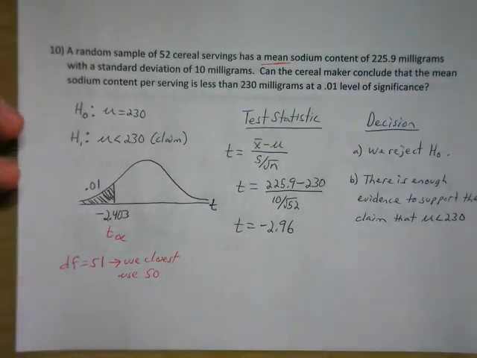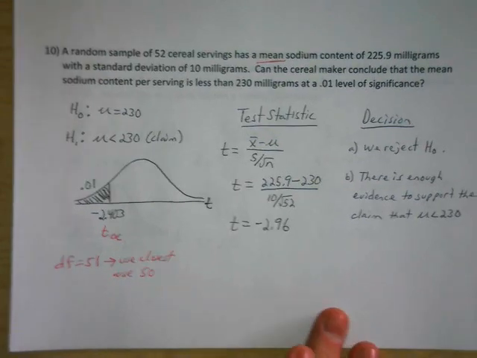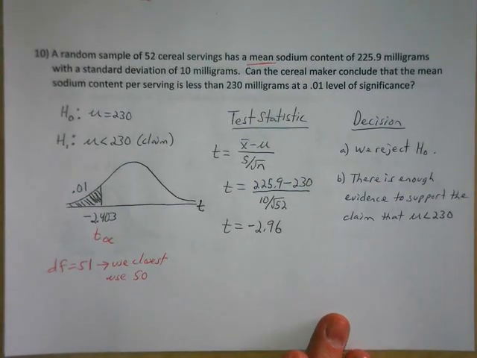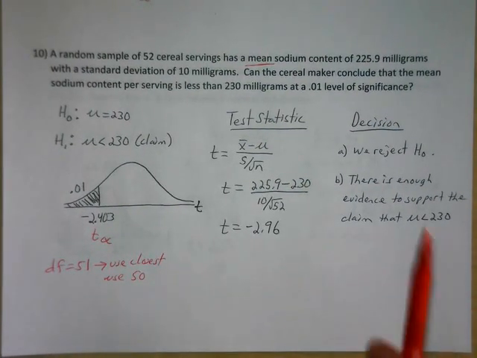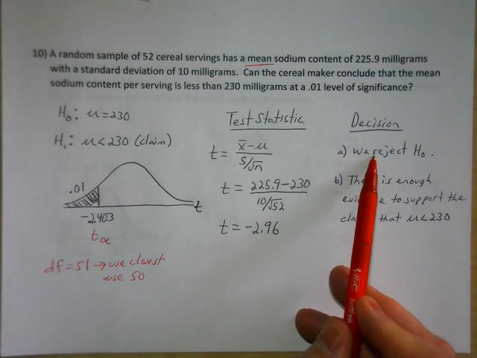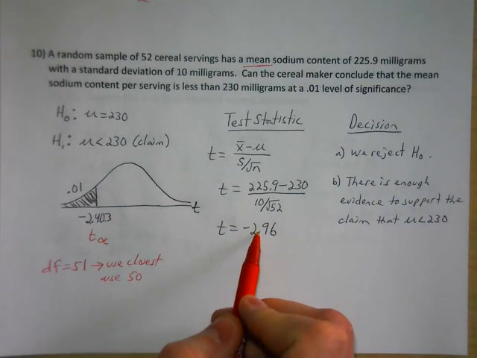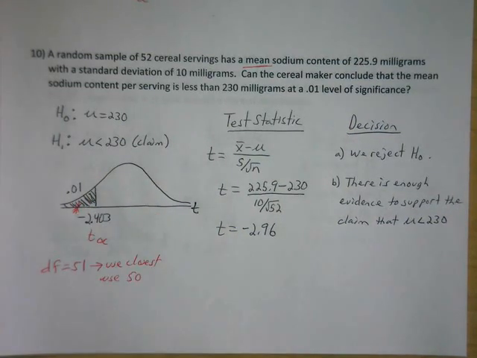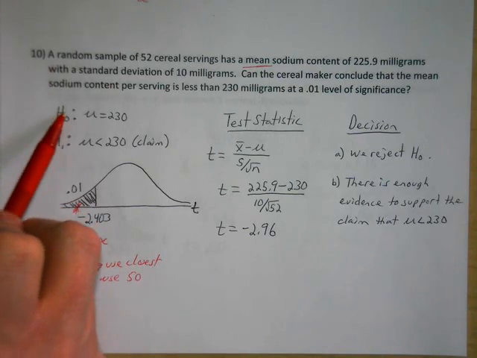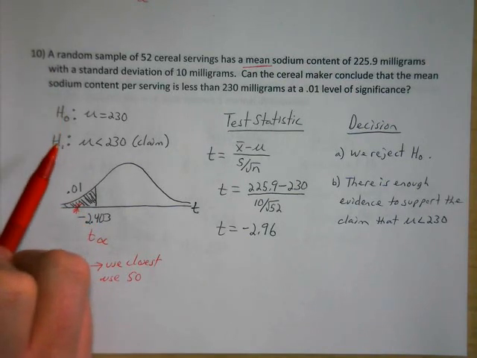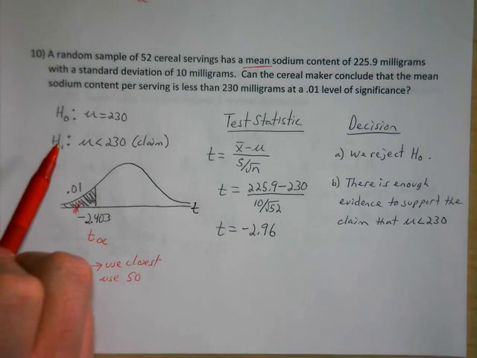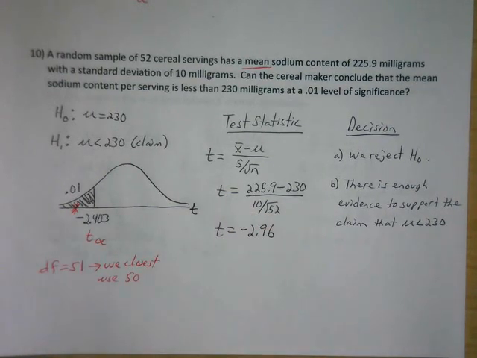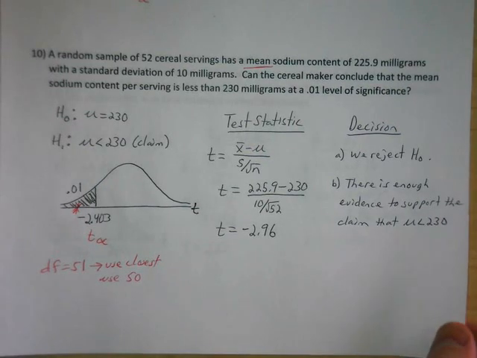And if you need to pause or rewind or do whatever you need to do, go ahead and do that. And our decision is that we reject H0 because negative 2.96 is out here. So we reject H0. And if we reject H0, we're saying the H0 was no good. So H1, we can support the claim. There is enough evidence to support the claim that mu is less than 230.